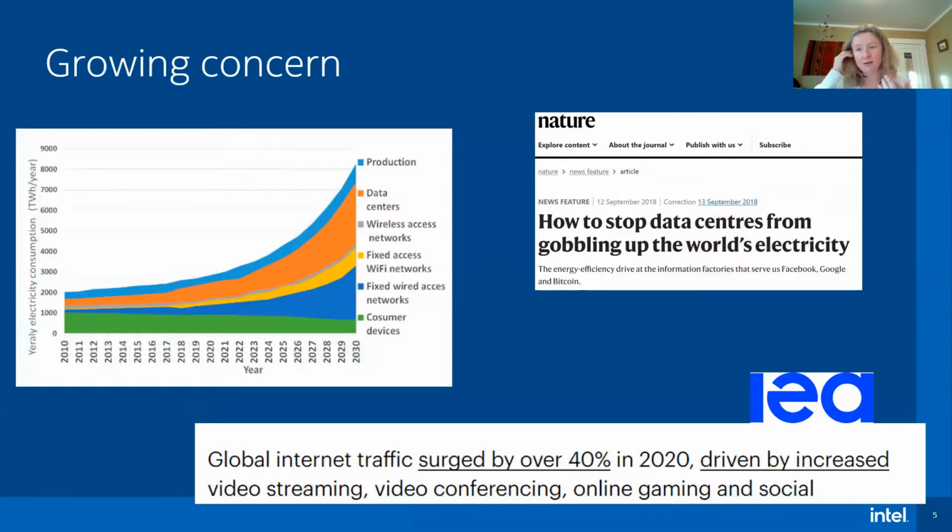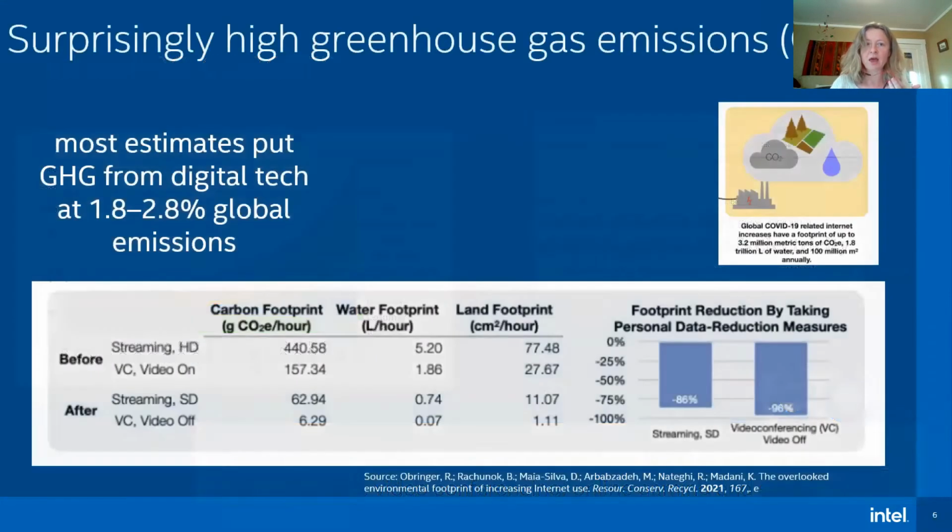And of course, because of that, concern is really growing, right? From time to time, you see in the tech press and the popular press, and in academia particularly, lots of worry about data centers because they are the largest site of electricity draw. Global internet traffic, the IEA tells us, surged over 40% in the COVID pandemic as we came home and went online, right? So no sign of slowing down.